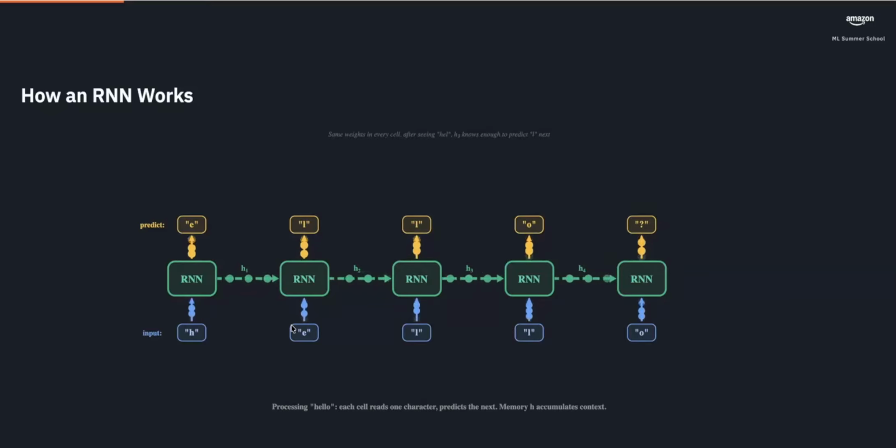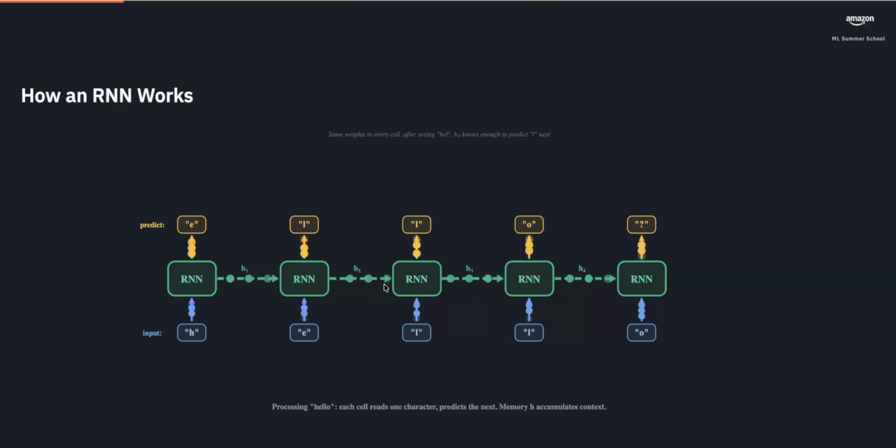The blue dots entering from below are the inputs. In this case, the characters H, E, L, L, O are entering one by one in the network at each time step. The green arrows between the cells are the hidden state H being passed forward. That's the memory the RNN holds. After the first cell processes H, it has a memory of seeing H. That memory flows into the second cell. The second cell sees E and combines it with the memory of H. Now it has HE.